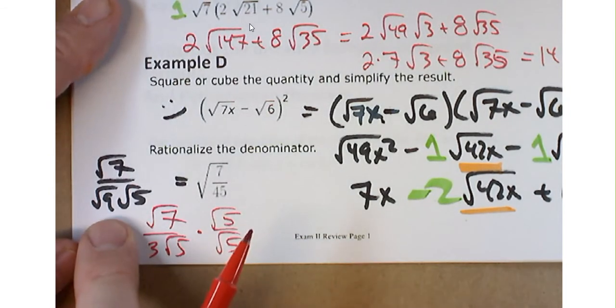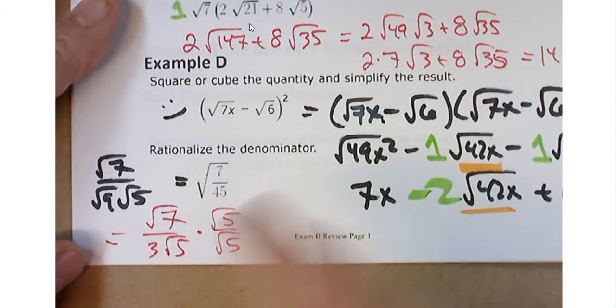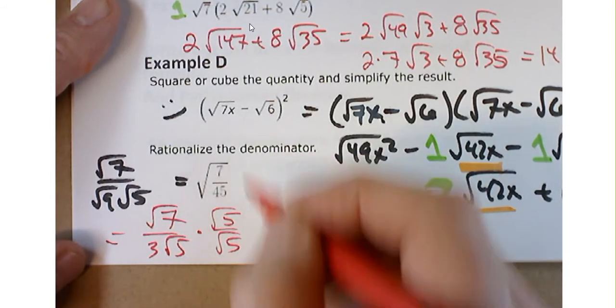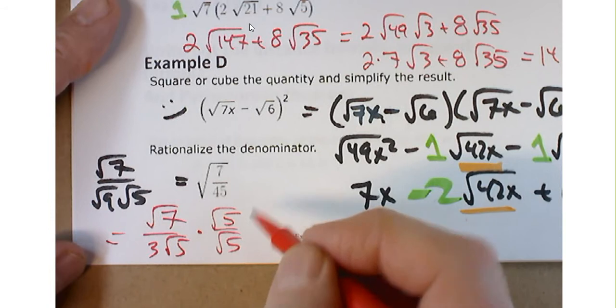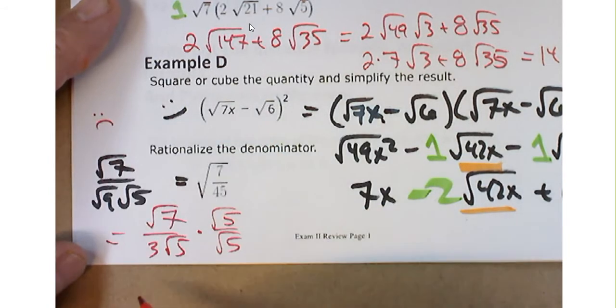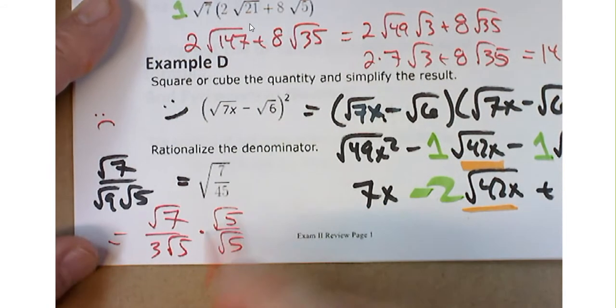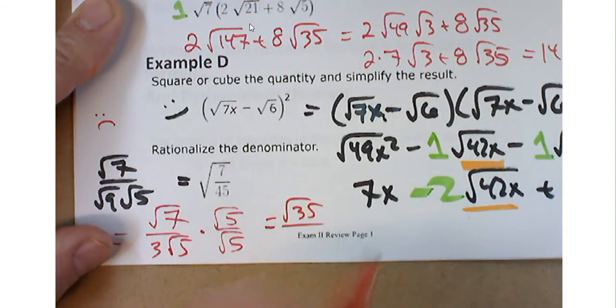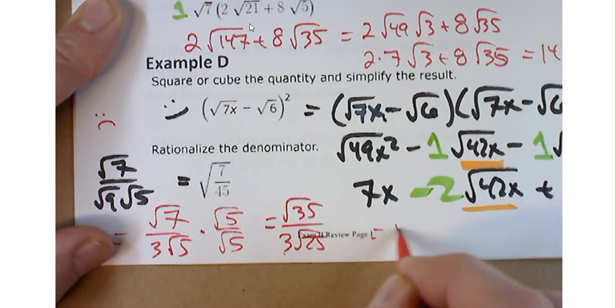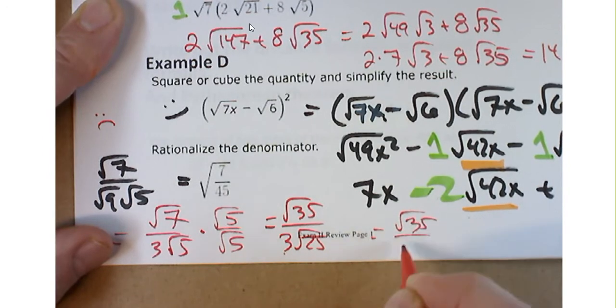It's so much nicer to do it this way than to multiply both the numerator and denominator by the square root of 45 over the square root of 45. You could do it that way, but you'd be unhappy. All right? So we'll end up with the square root of 35 over 3 times the square root of 25. That's 3 times 5, that'll be 15. Square root of 35 over 15.